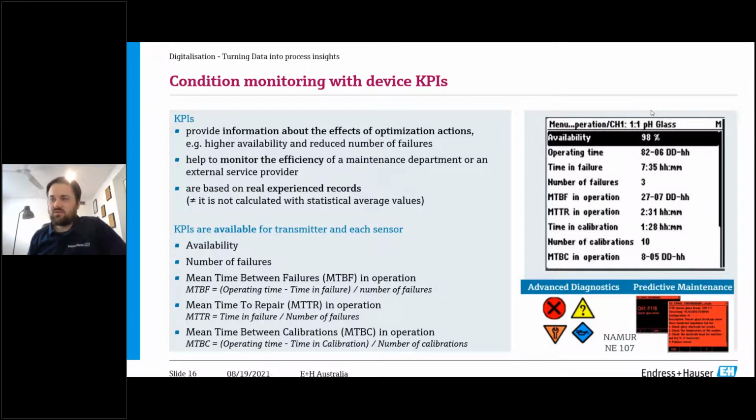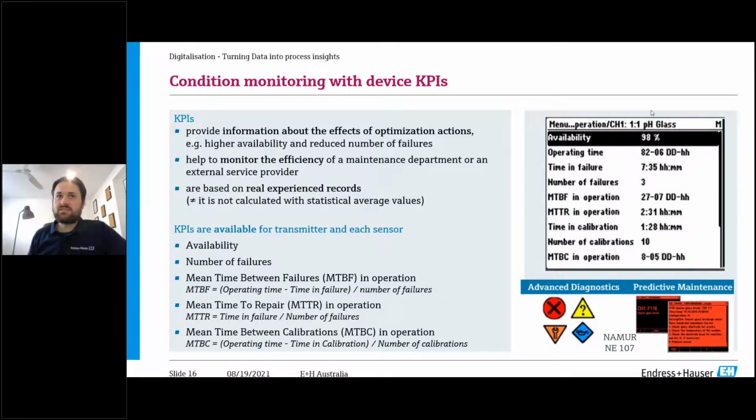Then you have some good KPIs if you're doing condition monitoring with assets: mean time between failures, mean time between calibrations, number of calibrations. These types of KPIs are based on real records, which means you can now bring this into your asset management system or your control system, or you can also analyze it manually in your data analytics platform. And as Scott mentioned before, it also comes with the advanced diagnostics from the NAMUR NE 107 standard, and the transmitter will bring some additional insights for predictive maintenance requirements as well.